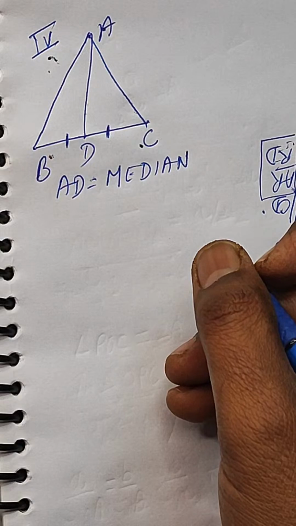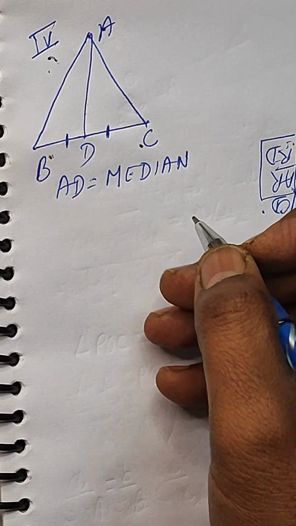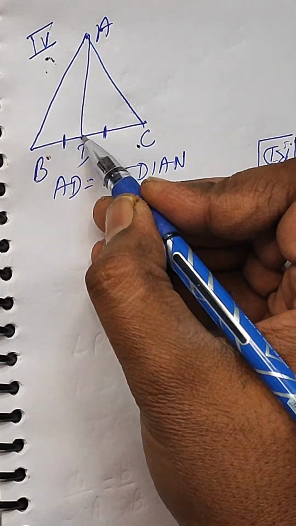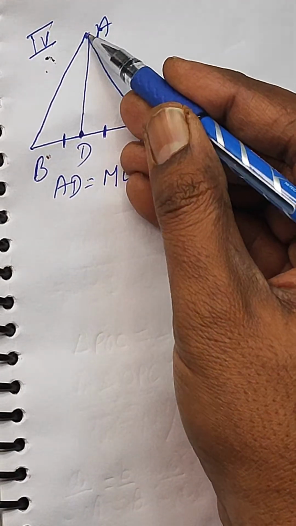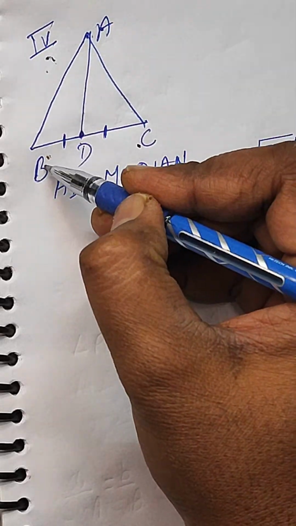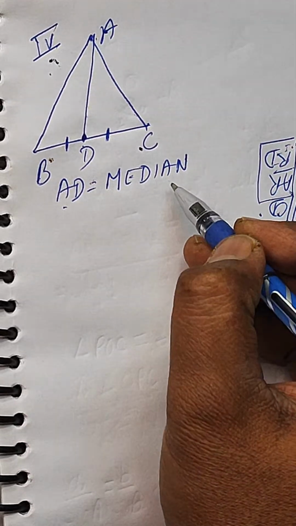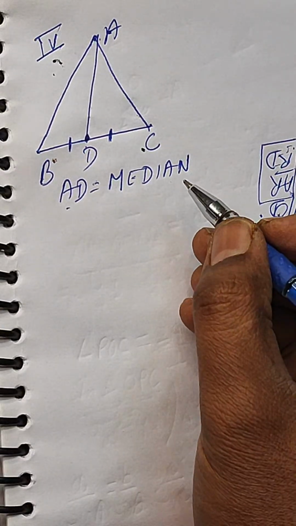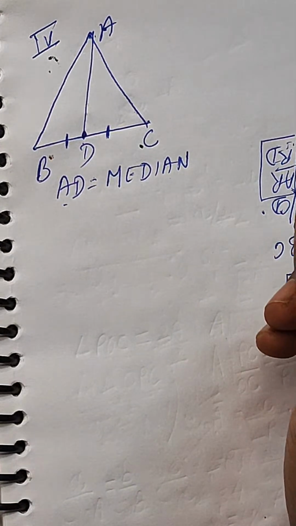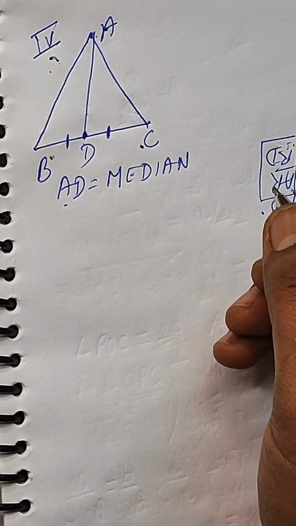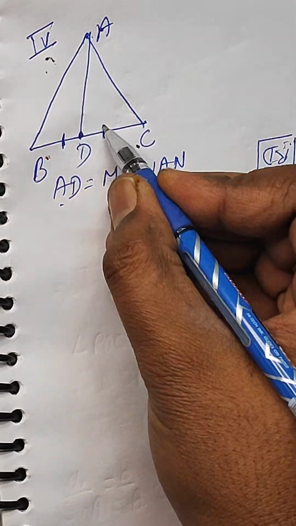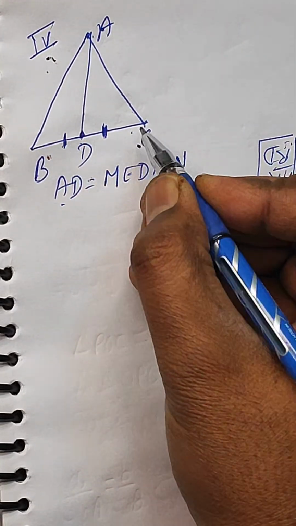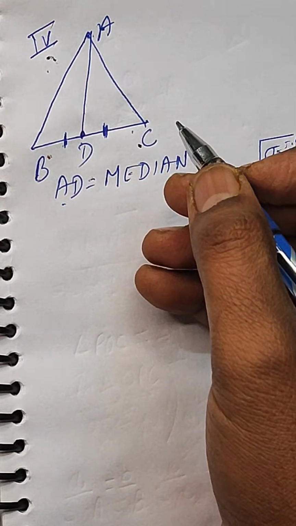I mean to say that in this triangle, if D is the intersecting point of the line starting from A, and AD is the median of this triangle, then we can say that in this case the respective sides are proportional. That means BD and DC are proportional to each other.